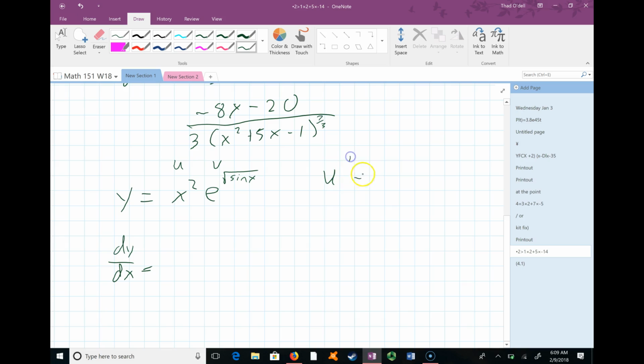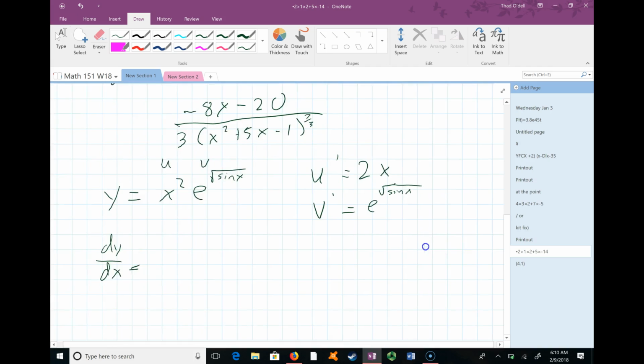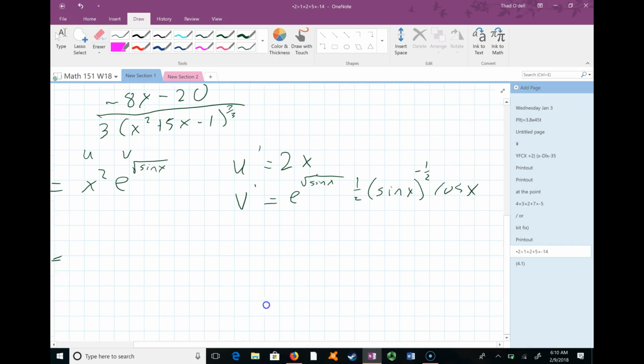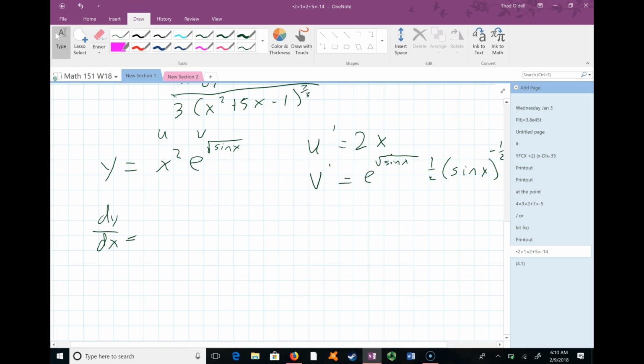So u prime would be equal to 2x, and v prime would be equal to the derivative of e to that, which is e to that, times the derivative, the square root is the next layer, so that would be times 1/2 times sine x to the negative 1/2, and the derivative of sine x would be cosine x. Ooh, that's a beauty.